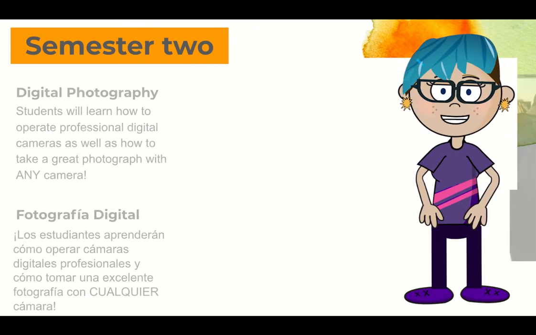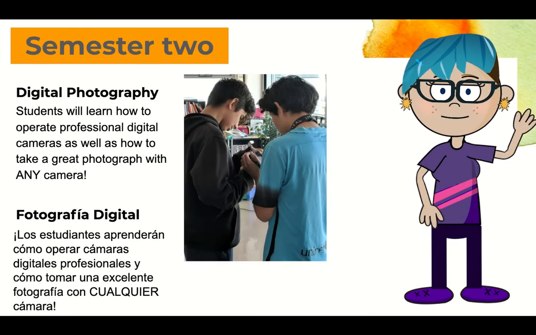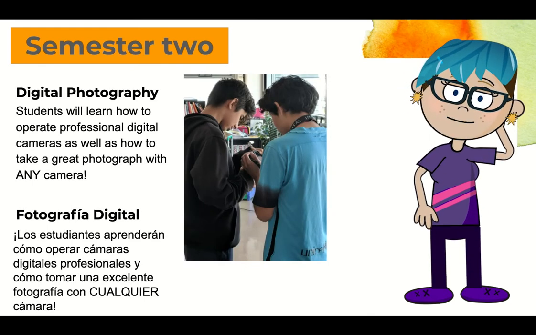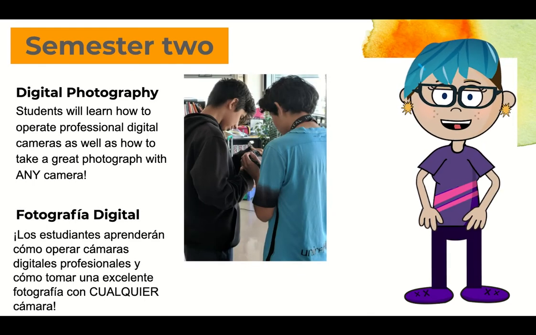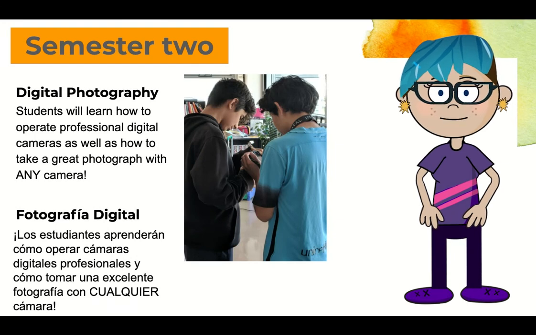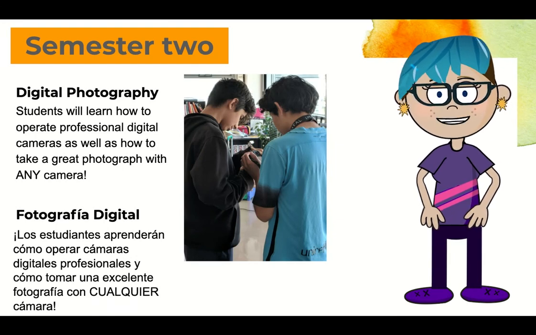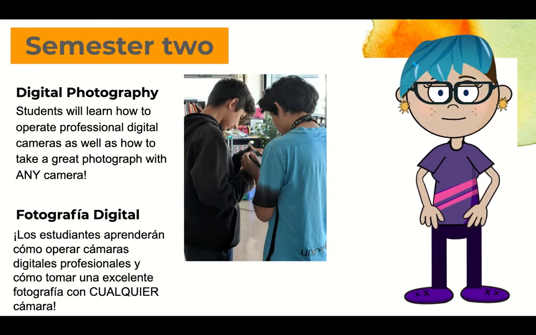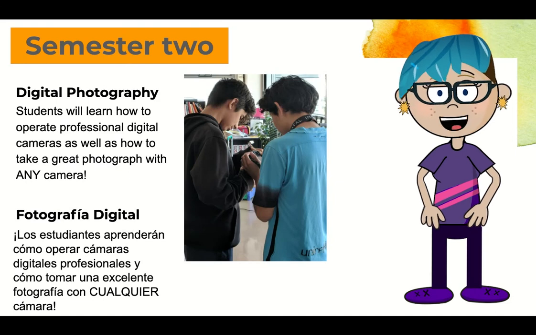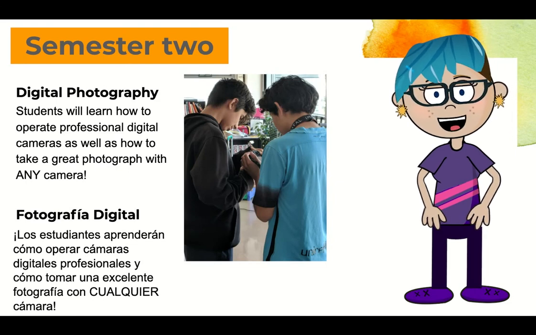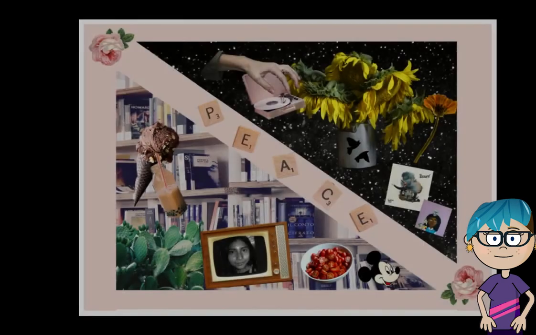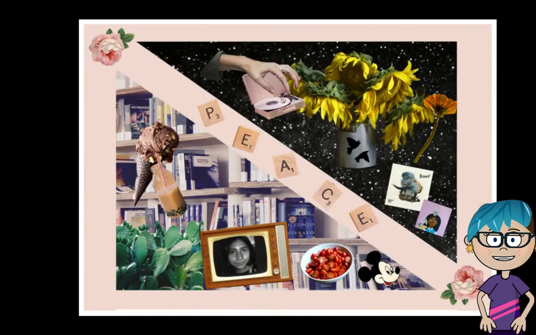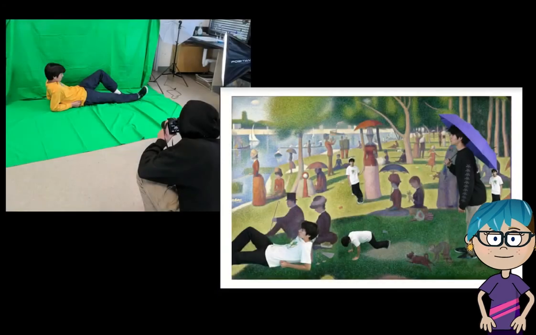So during our second semester, hopefully we will be back on campus, but again, I have no control over that, unfortunately. But we will learn digital photography, whether we are on campus or not. If we're on campus, we'll use some professional cameras, and if not, we'll learn how to best use any camera we have access to. These are some examples of photography and compositing that other students have done.